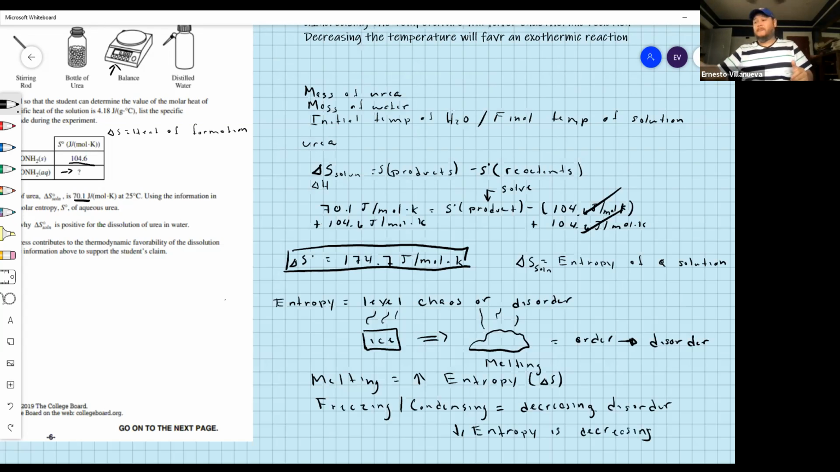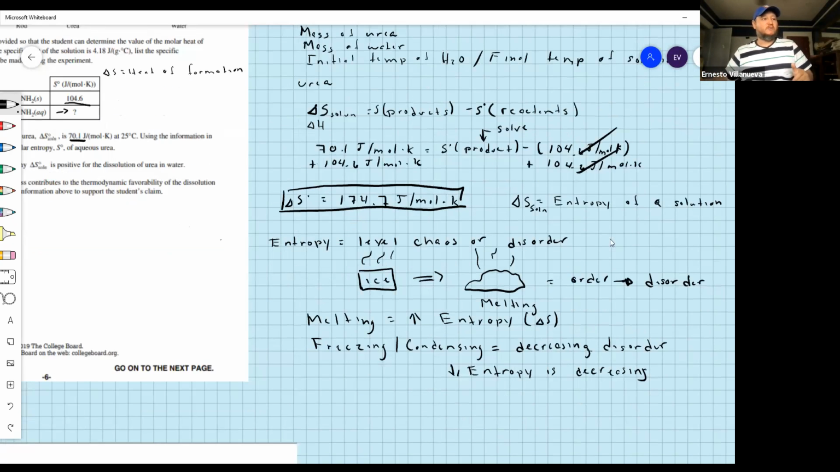All right. Now, in our formula, I want you guys to pay attention to the reaction, right? Because the reaction says that we're taking urea solid and it's going to urea aqueous. So in terms of entropy, are we seeing an increase or a decrease in the amount of entropy in the system?